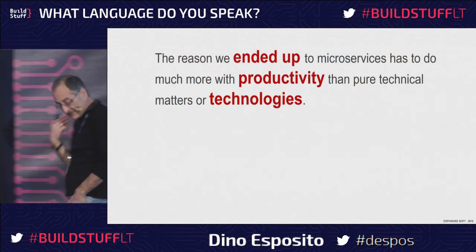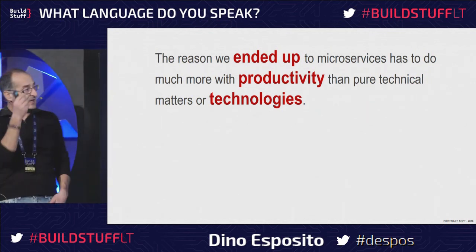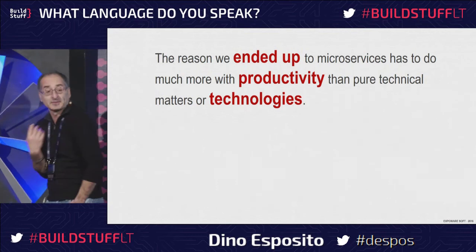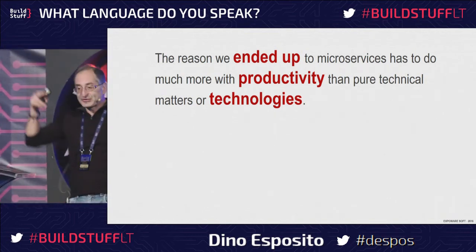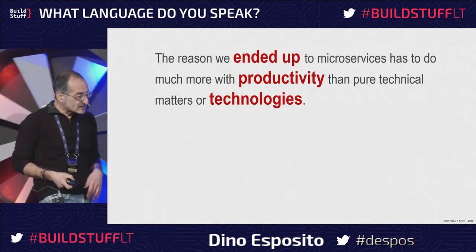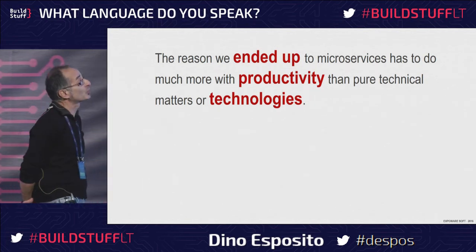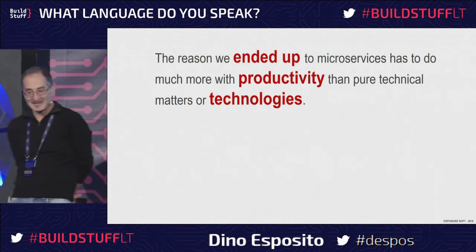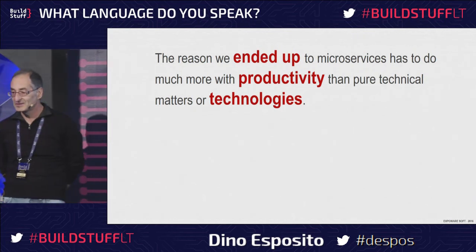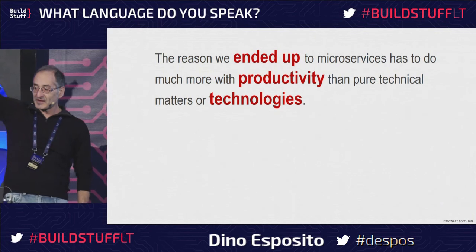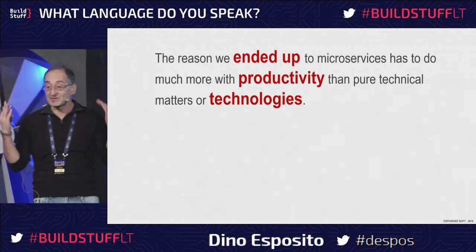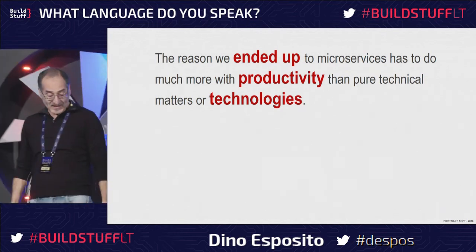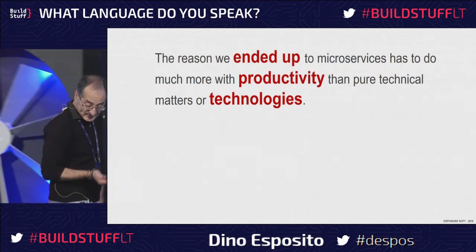But if I think it back, the piece of wisdom I see is that the ultimate reason we ended up with this microservice kind of architecture had to do a lot more with productivity than the strong desire of using a cool technology, or saying, how are we doing microservices? It's so cool. No, it was just, we have to solve the problem, period. We have to make the business grow. So productivity more than pure technical issues or technologies.